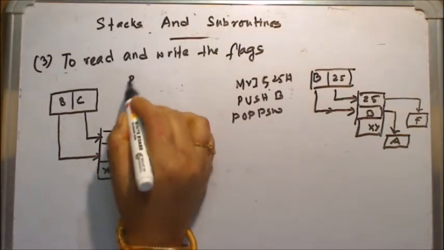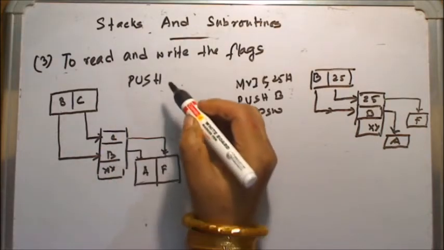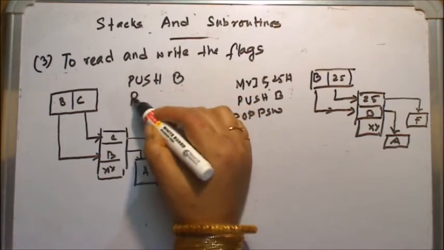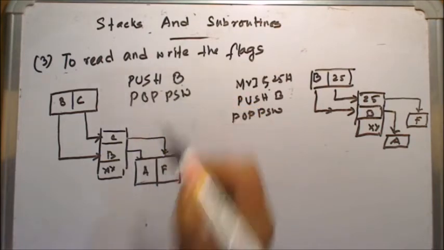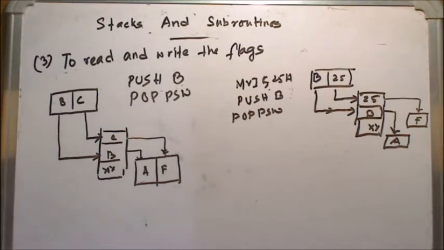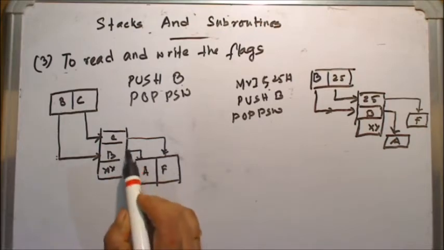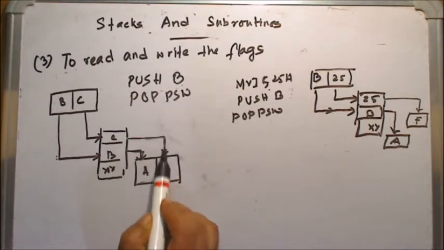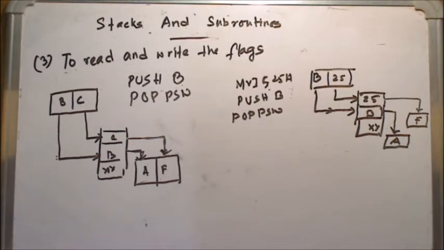Suppose I write push B and pop PSW. So what will happen with these instructions? Push B: first I push the contents of the B and C pair into the stack. Then I have written pop PSW. So the value of B will go to A and the value of C will go to the flag register.